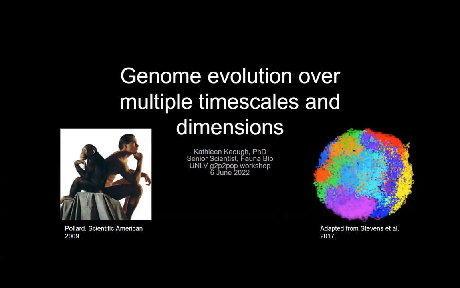So the title of this talk, as you can see, is Genome Evolution over Multiple Timescales and Dimensions. And you might have guessed from some of the pictures that here I'll be talking about some things that make us uniquely human, as well as how the 3D genome is involved in this, where this image is the 3D genome. These different colors represent the chromosomes. This is it folded into the small space of the nucleus, and showing how the different chromosomes stick together, essentially.